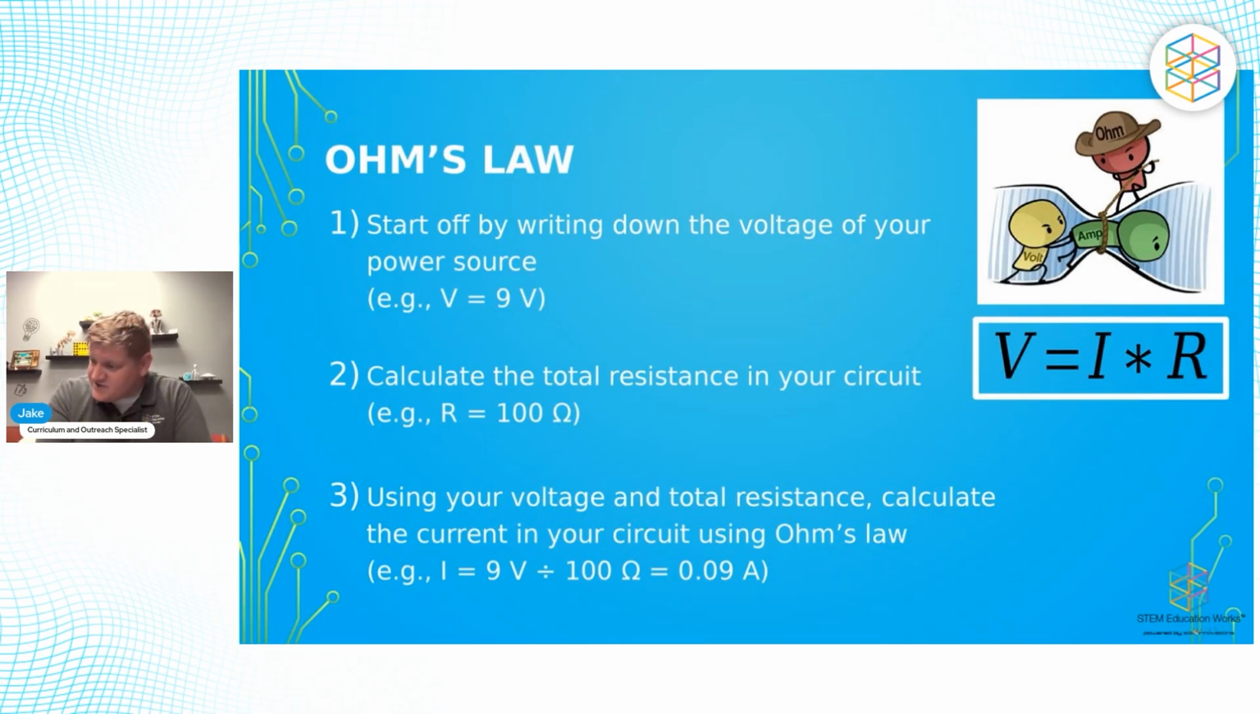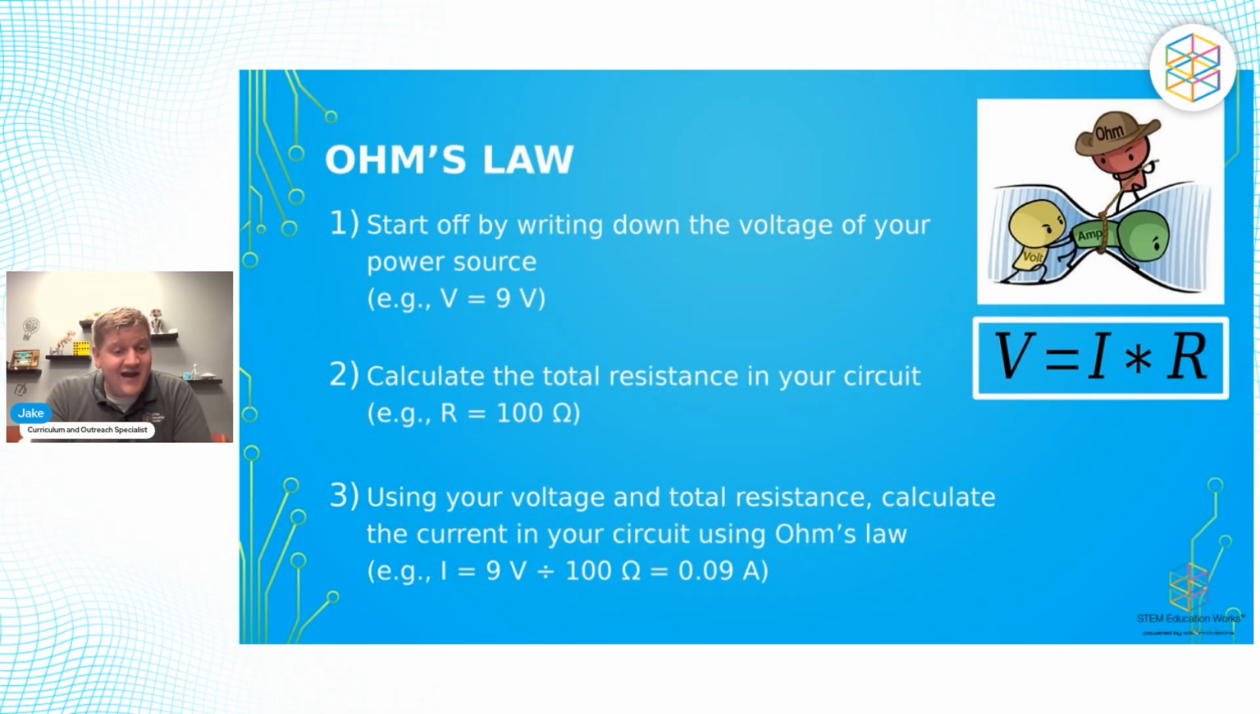So, as I mentioned before, the process of using Ohm's law is pretty simple. Again, we're going to go with the things that are most easily recognizable. V is pretty easy to recognize. It's going to be the voltage of your battery. Let's say it's 9 volts. Then we can calculate our total resistance in our circuit. Let's say in this case, the total resistance is 100 ohms.